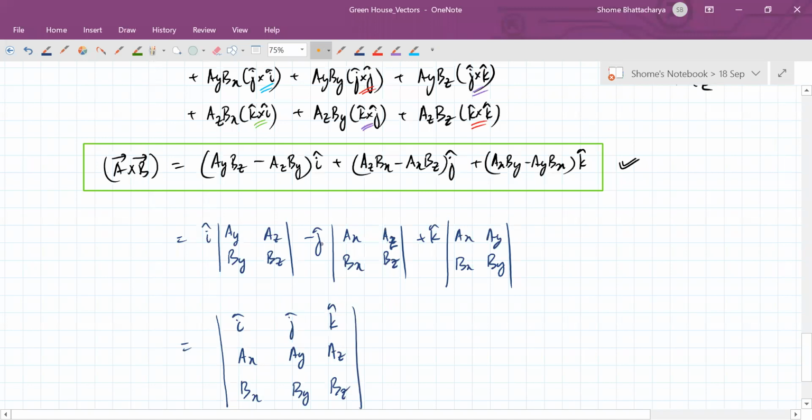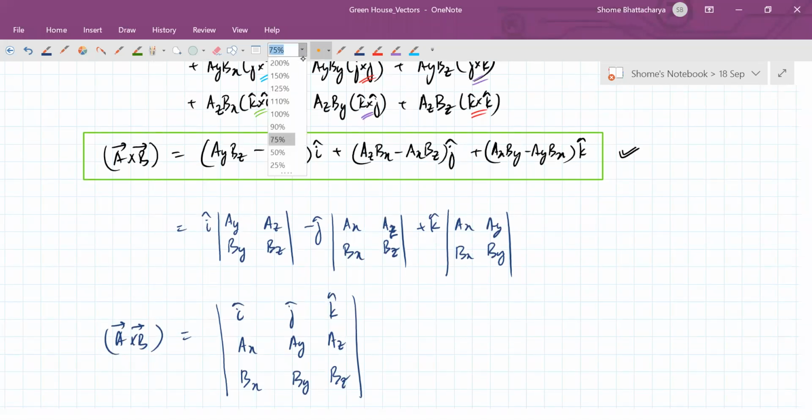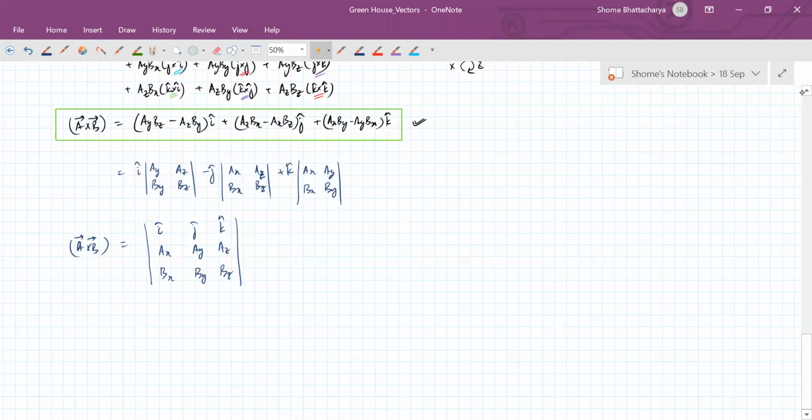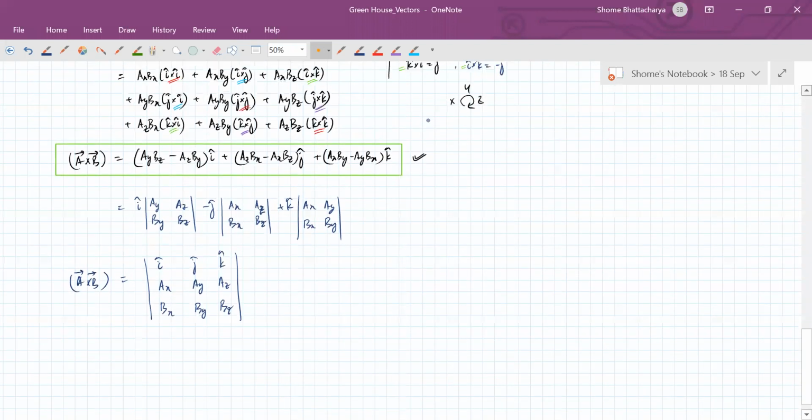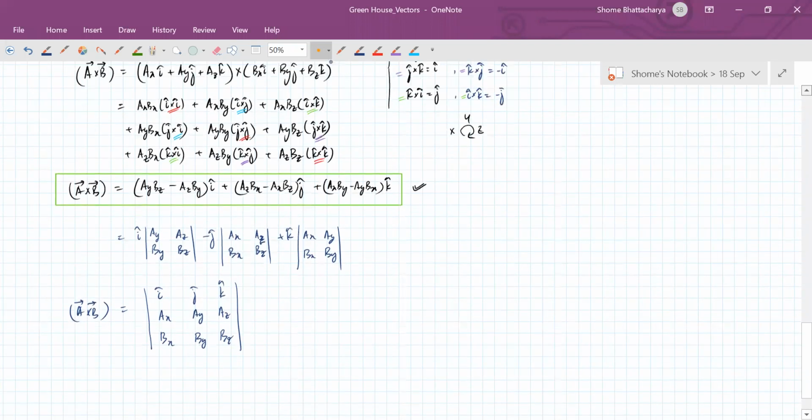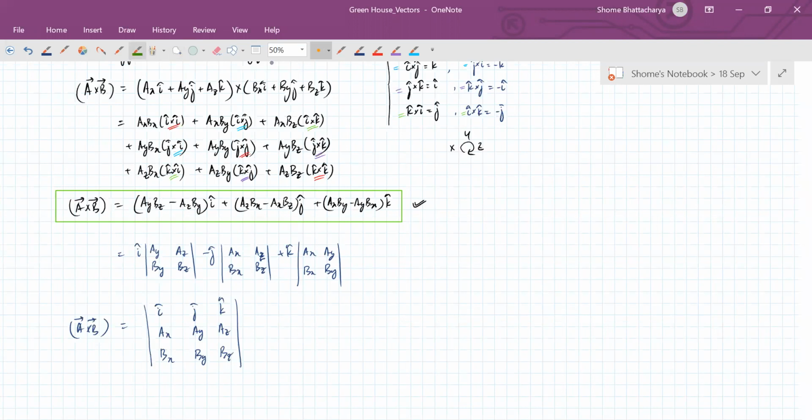Similarly, when you take the minus j cap outside, you'll have AX AZ BX BZ, like that. So this is A cross B. So this is how we are getting the matrix based formula. It's like a back calculation of this. The actual logic of the formula lies in the properties of cross product, the distributive property, the properties of the unit vectors, the non-commutative property, all these things are put together, but it all reduces to this nice little shortcut formula, which is very handy.